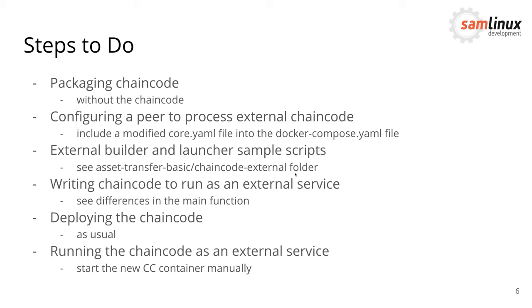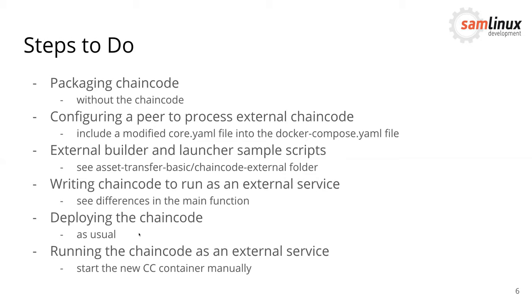Then we have to look a little bit at the launcher scripts, but we don't have to change anything. We can use the default example for this. This external builder and launcher are basically some scripts, and these scripts detect what your source code is for, and then in the end they will build a container for you. For Fabric, this is a little bit adapted, so we don't need to change so much in this. We can only look into this and see what it is for. And then we have to change the chaincode as well. The differences are in the main function. We will see it a little bit later. It's not really difficult, but we have to do it.